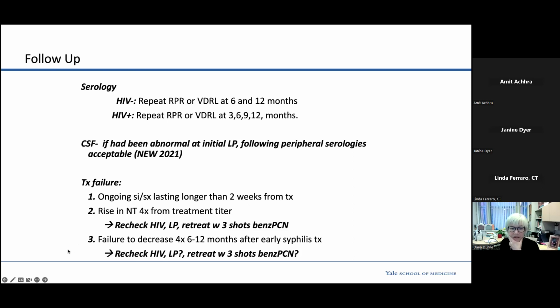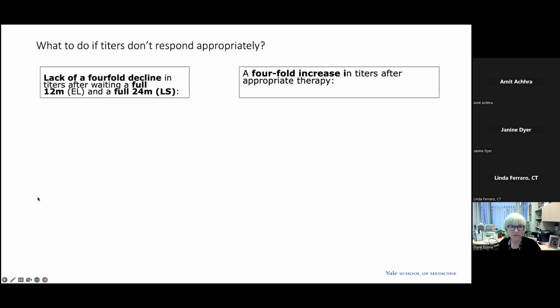What's less clear is people who don't decrease adequately. So I think on the next slide, I have the definition of what is thought to be adequate. So appropriate is a fourfold decline after waiting a full 12 months if you've treated somebody in the early stages, that first year, so primary or secondary or early latency. So you want to wait a full 12 months. And if it hasn't come down fourfold, or if you diagnose somebody when they had late syphilis, you wait a full 24 months.